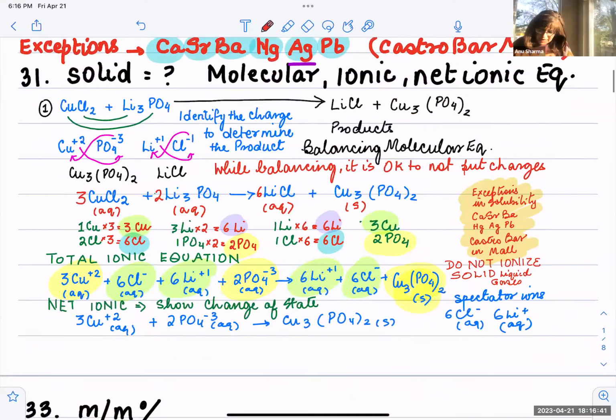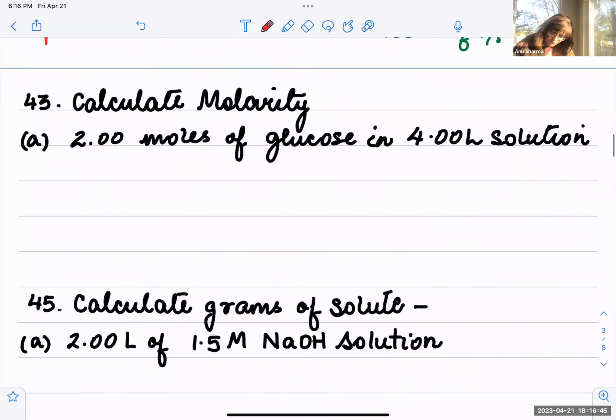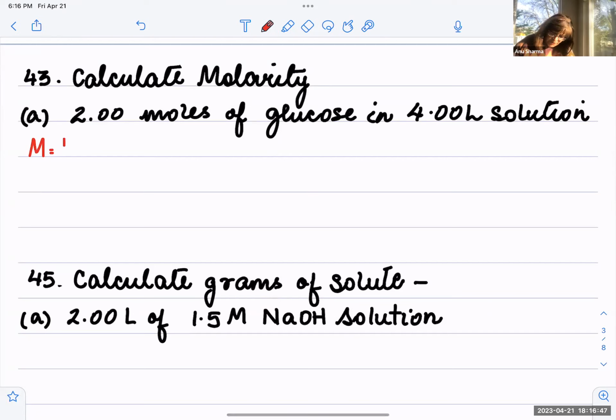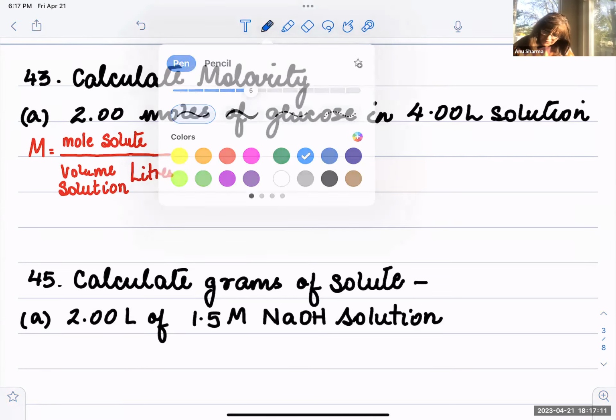Okay, so here we have 43, calculate the molarity. The formula of molarity is M is equal to moles of the solute over the volume of the solution, and that volume has to be in liters. Okay, liters. So moles per liter. That is the molarity. Here you are given a very simple question.